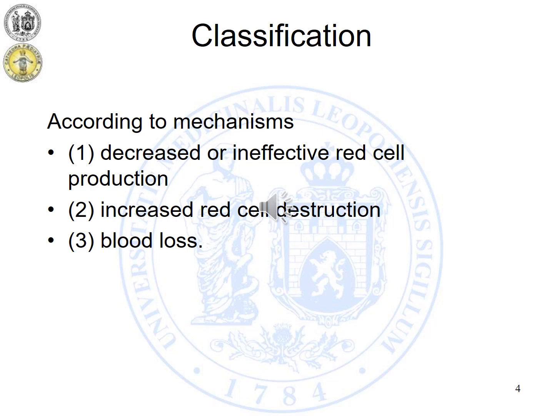What are the pathways resulting in anemia? Three major mechanisms are suggested as resulting in decreased concentration of hemoglobin in red blood cells: decreased or ineffective red blood cell production, increased red cell destruction, and blood loss.